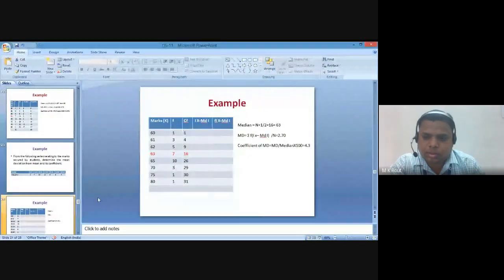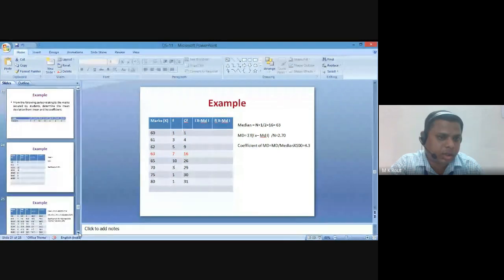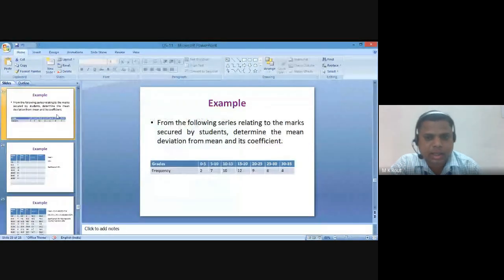So this one is the last example, in case of continuous series, where the data are given in the form of a continuous series. From the following series related to the marks obtained by students, calculate the mean deviation from the mean and its coefficient from the given series of data.